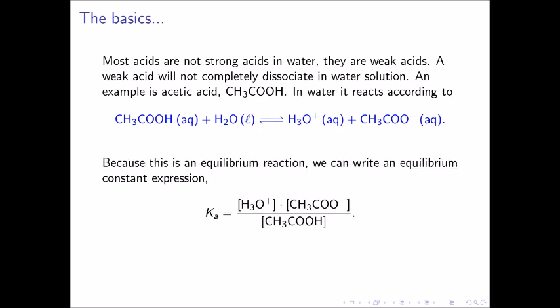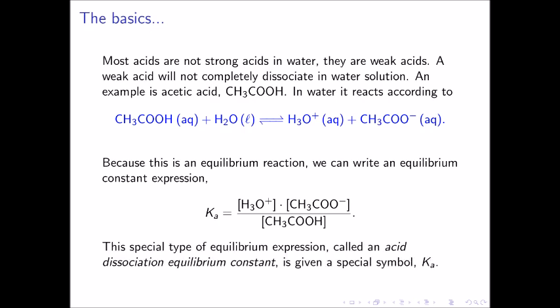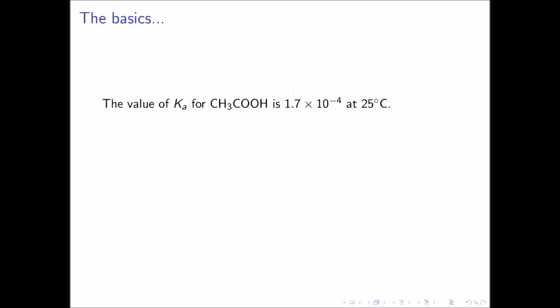Because this is an equilibrium reaction, we know we can write an equilibrium constant expression. In this case, Ka has the concentration of hydronium ion times the concentration of acetate ion in the numerator, and the concentration of the undissociated acetic acid in the denominator. This is a special type of equilibrium expression called an acid dissociation equilibrium constant, and so it's given a special symbol, Ka. The value of Ka for acetic acid is 1.7 times 10 to the negative 4 at 25 degrees Celsius.